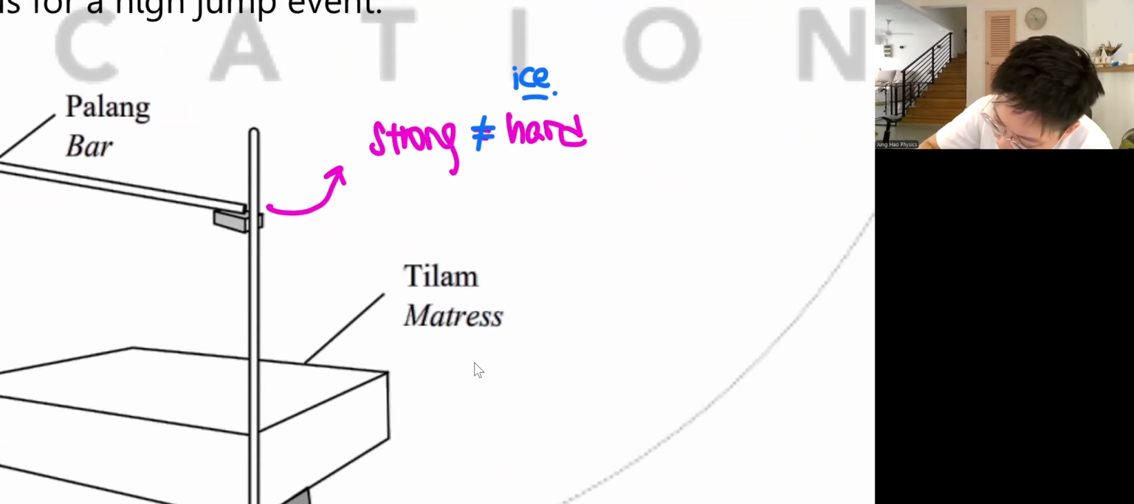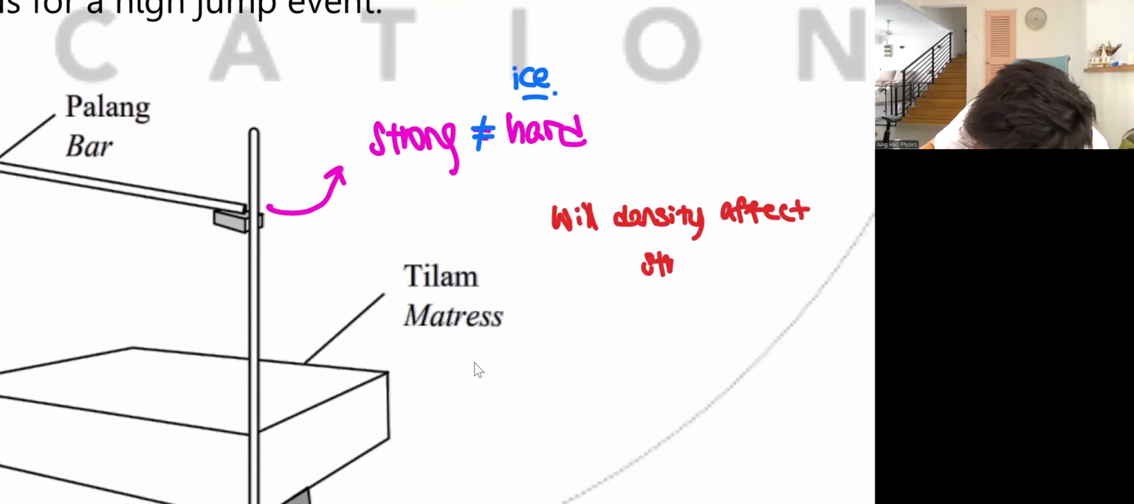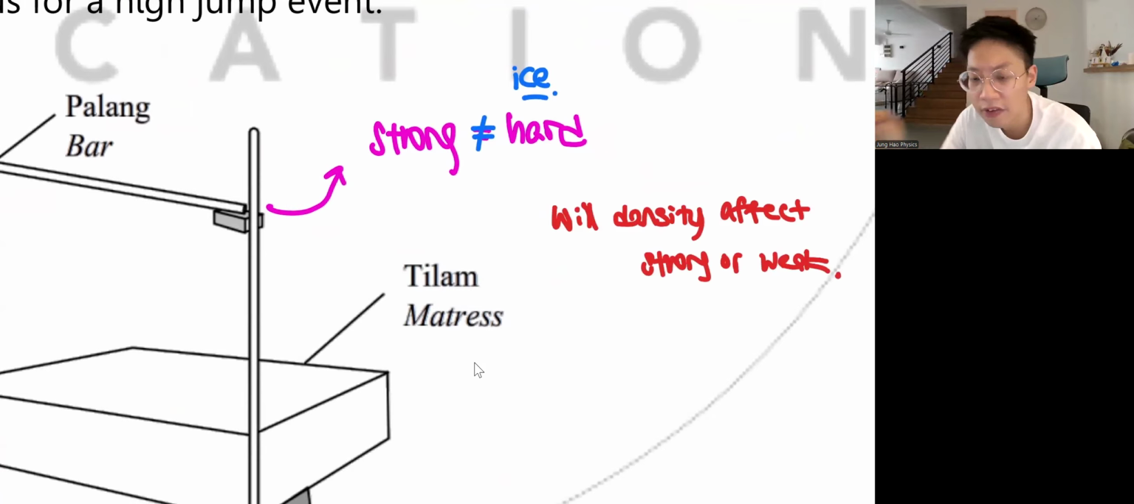Then the second question. Will density affect the strong or weak? Yes or no? If I say something has high density, does it mean that it's strong? If something is low density, does it mean that it's weak? Will density affect the strength of the thing?